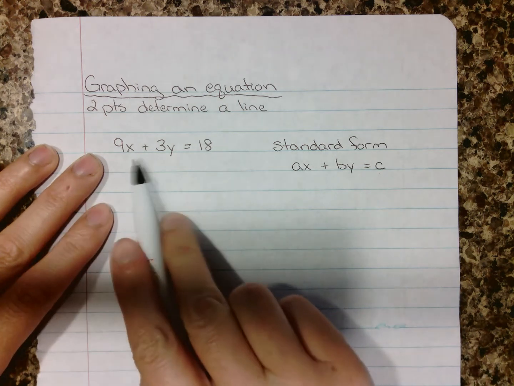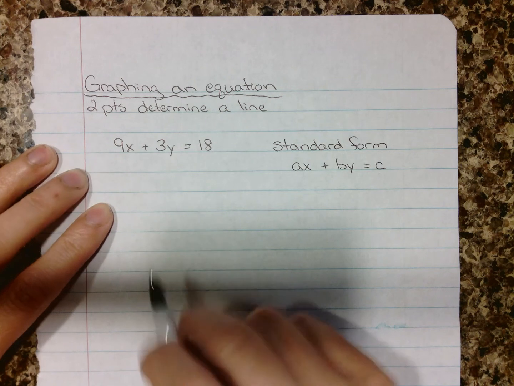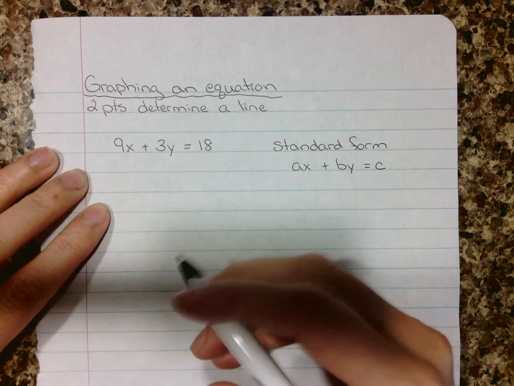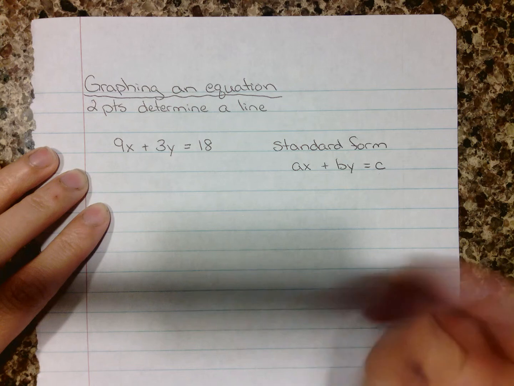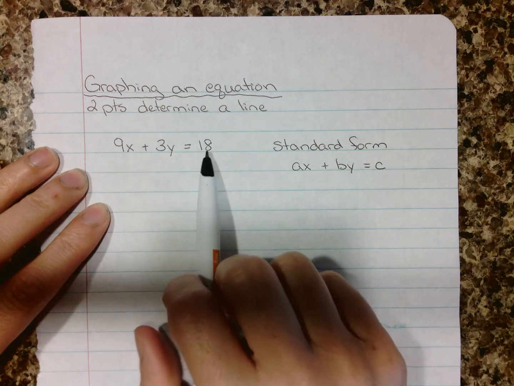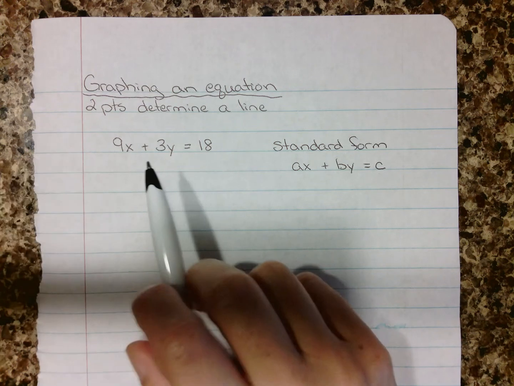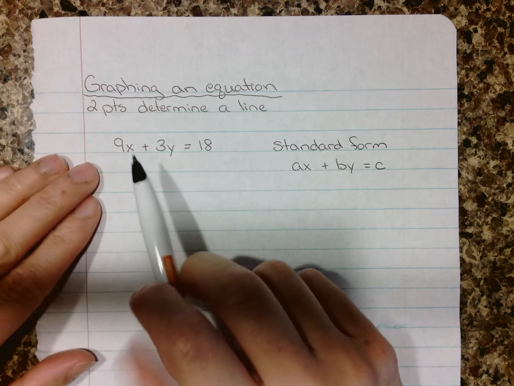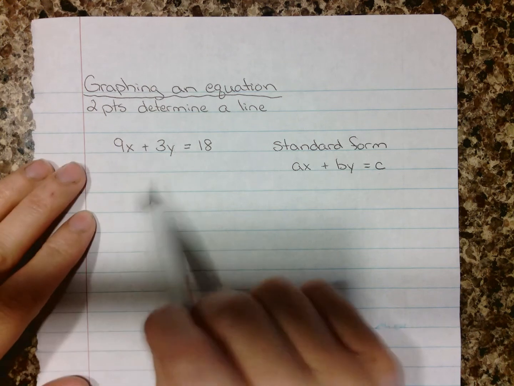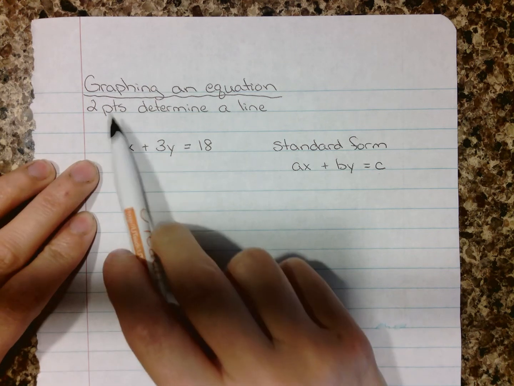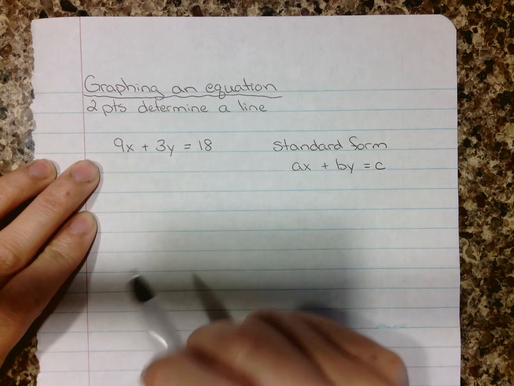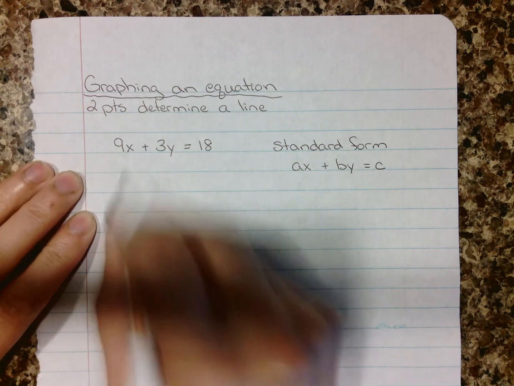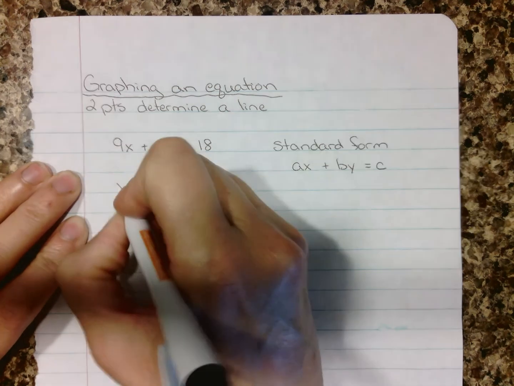So if we have an equation in this standard form, to be able to graph it, we just need to find any 2 points that make this statement true. Many numbers can be found to make this statement true, but we just need to find 2 points to find the line. The easiest way in this form is to make an XY chart.